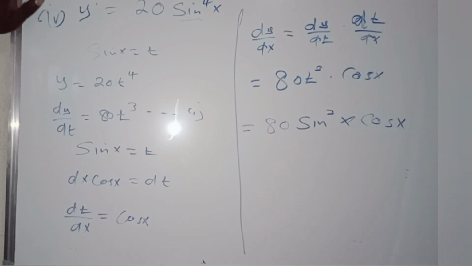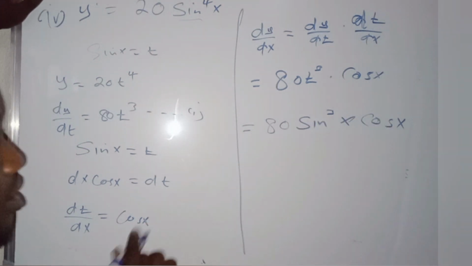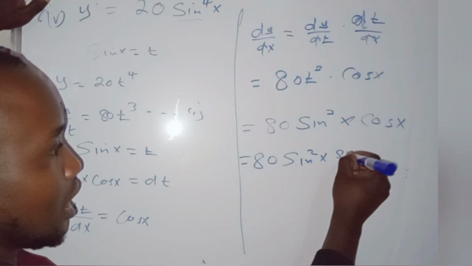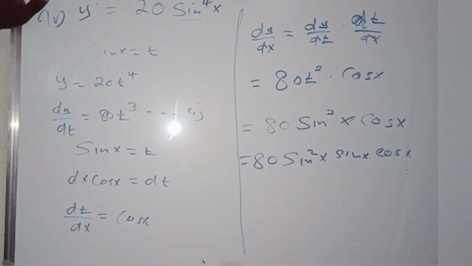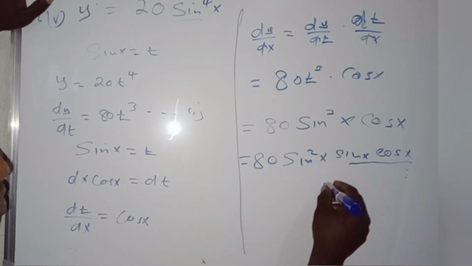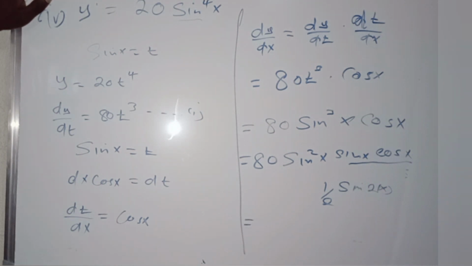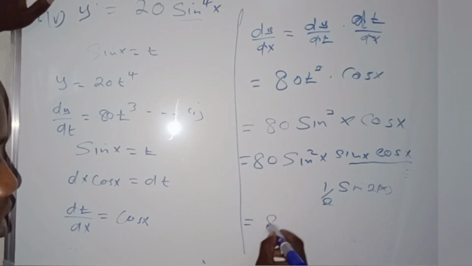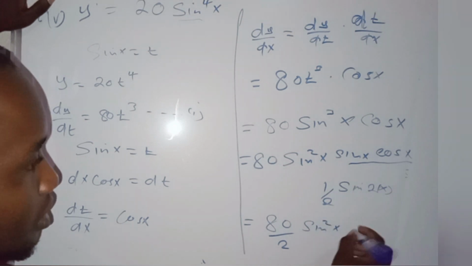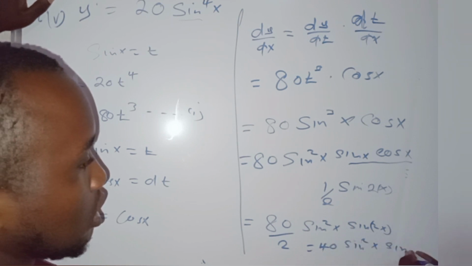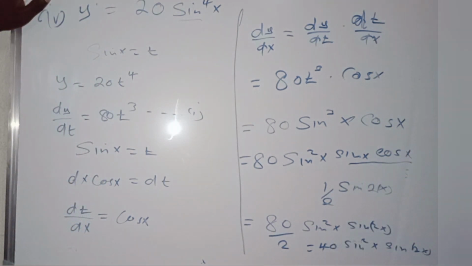Are we together? So you can simplify it further or write it like this. Remember that sine cubed x is simply equal to sine squared x multiplied by sine x. So sine squared x times sine x cos x, and this from trigonometric identity is equals to half sine 2x. So your dy all over dx is equals to 80 times half sine squared x sine 2x, which is equals to 40 sine squared x sine 2x. Your required solution.